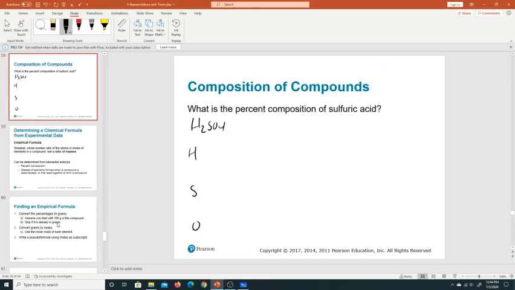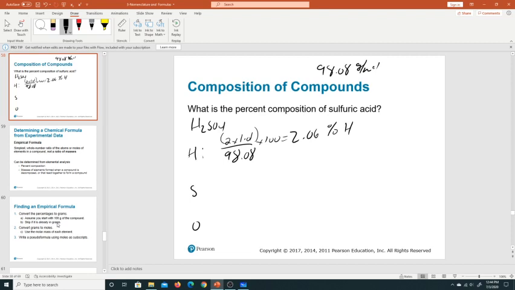Okay, so 98.08 grams per mole, that is the molar mass of sulfuric acid. So in order to find the percent hydrogen, it's going to be 2 times H, so 2 times 1.01, divided by 98.08 times 100. So it's 2.02, because that's 1.01 times 2. Divide that by 98.08 times 100. This compound is 2.06% hydrogen. I'm just going to round these to 2 decimal places.